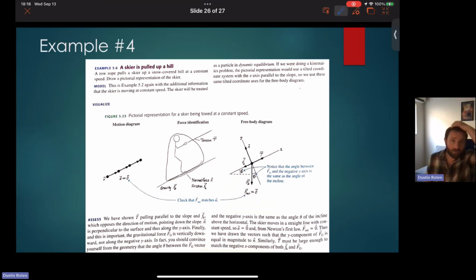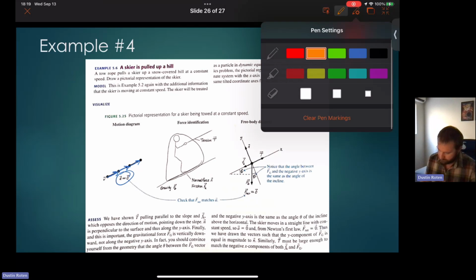All right, let's look at one more. A tow rope pulls a skier up a snow-covered hill at a constant speed. All we need to do is just draw a representation of the skier, and we'll throw it all into a coordinate system and a free body diagram. All right, well, we have our motion diagram. Remember, it's being pulled at a constant speed, so all of these are the same length. Acceleration is 0.